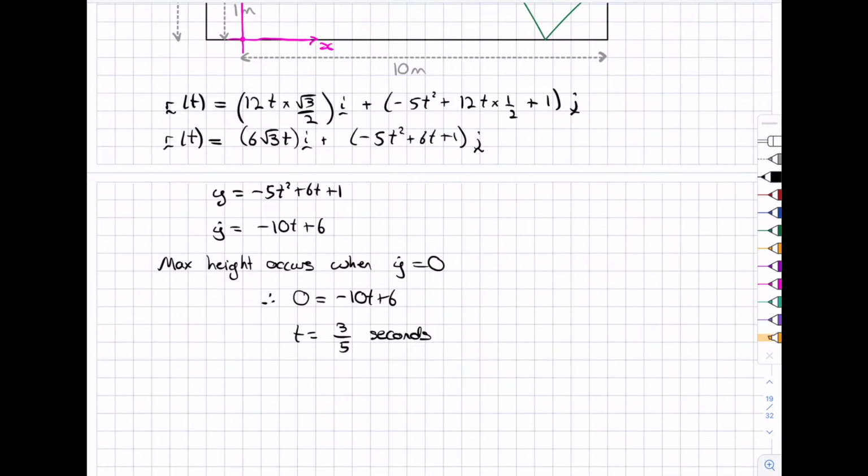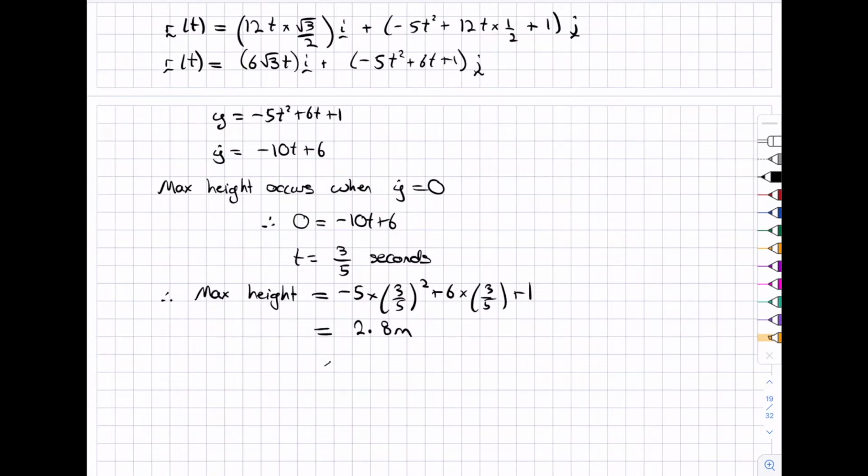Now to actually work out the maximum height, I have to substitute this time into my y equation, okay? Because the y equation is telling me the y value, the height. So therefore, my maximum height is actually going to be equal to minus 5 times 3/5 squared plus 6 times 3/5 plus 1. Putting that into the calculator should give us a height of 2.8 meters, and well, that's less than 3, so I can say this is less than 3 meters, and so therefore we can make some sort of concluding statement like this.